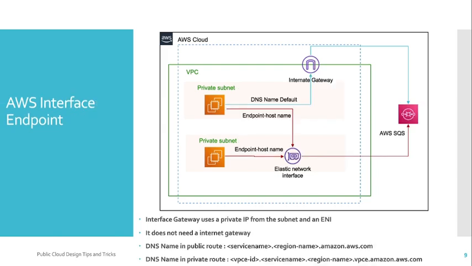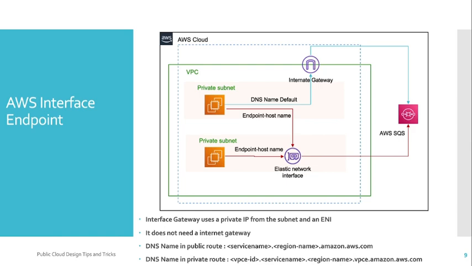Then let's try to understand what is AWS Interface Endpoint. So an interface VPC endpoint allows you to connect to the services powered by AWS PrivateLink. So PrivateLink and AWS Interface Endpoint are linked to each other. These services include some AWS services hosted by other AWS customers and partners in their own VPCs.